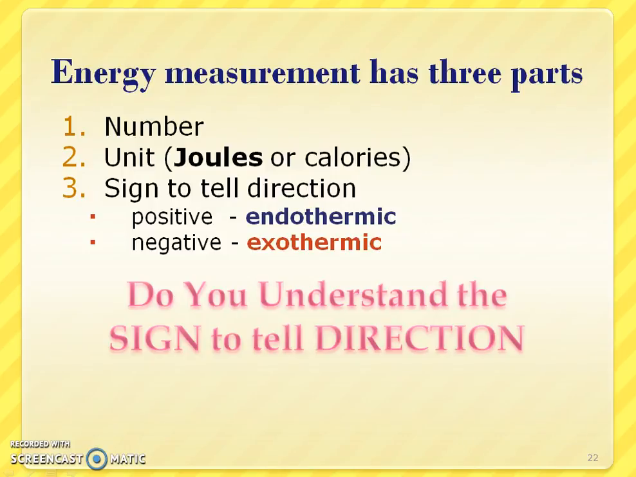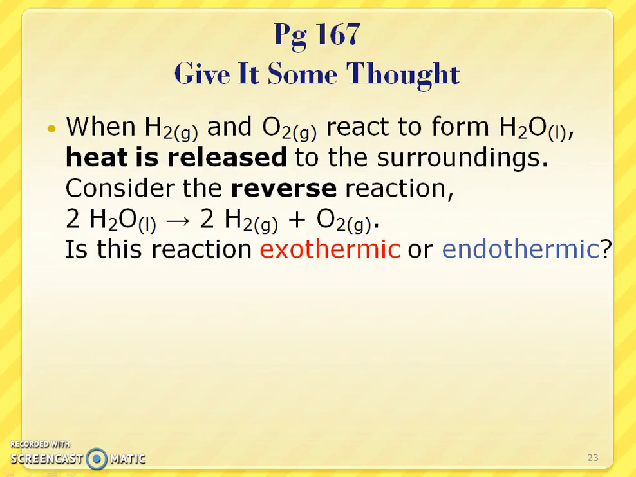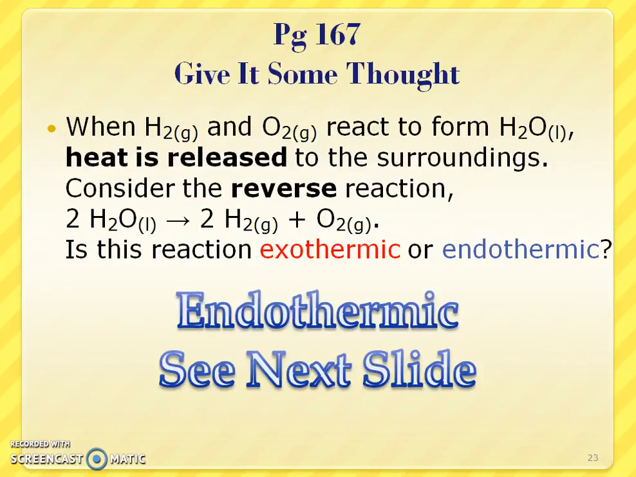The number and the unit that you're used to, but now we have to give it a sign, endo and exothermic, again, positive for endo, negative for exo. And remember, it's not always just about reactions, it's about processes as well. So give this some thought. Again, pause the video, see if you can answer this question. Hopefully you said endothermic.